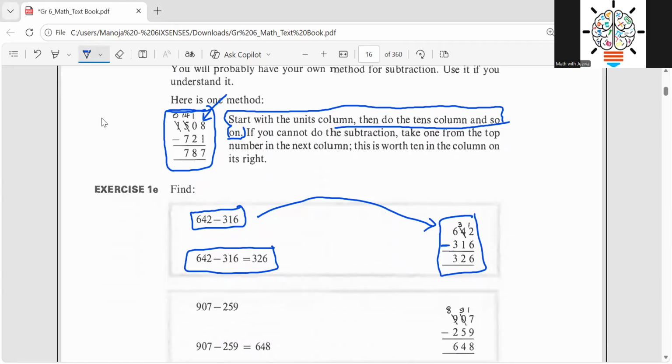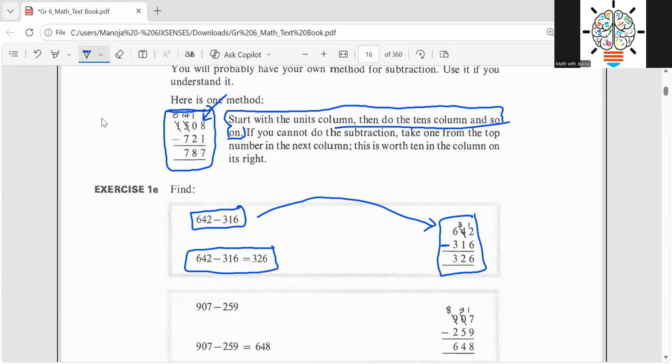You can't deduct 2 from 0. Therefore, you borrow 1 from the next door. That becomes 10. 10 minus 2, 8. And then this 5 becomes 4. From 4, you can't deduct 7. Then you borrow from the next door. That becomes 14. 14 minus 7, the answer is 7, 787.